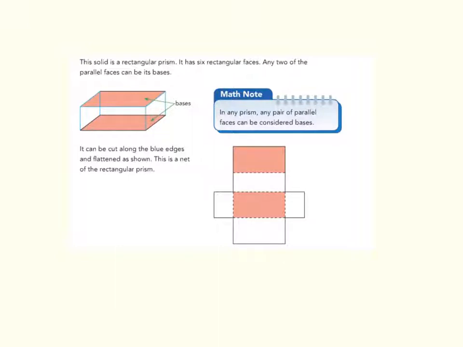If we were to cut along the blue edges as indicated in the picture, let me highlight them for you here. Along the edges here, here, here, here, here, here, and here, we could open this up to create the net, which is shown here. In the picture, the bases have been kept red for you so you can identify them in the net. Can you visualize how you would fold this up and create the three-dimensional figure?